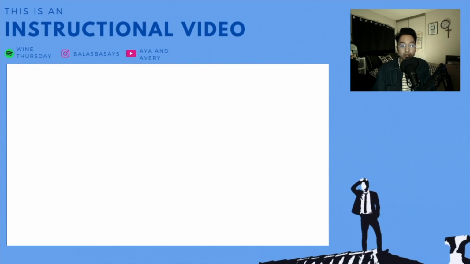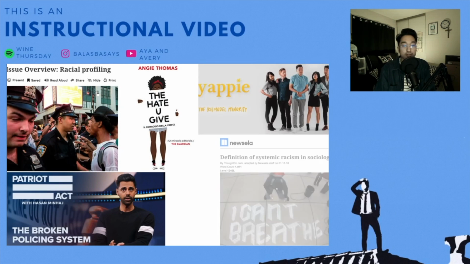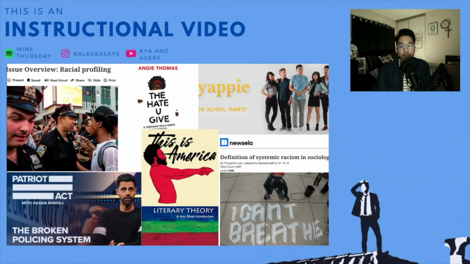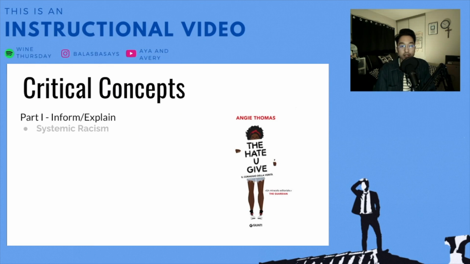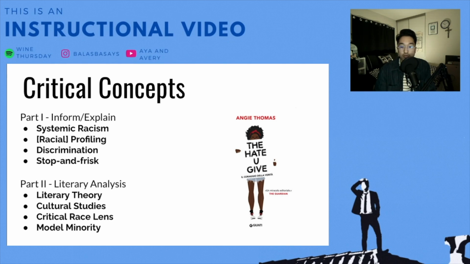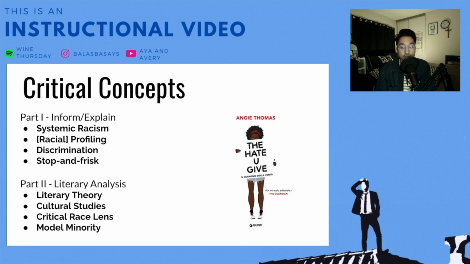In this unit, we're going to be looking at multiple resources, media, articles, and even music to gain a better understanding of what's going on in The Hate U Give and how it's a reflection of our society. Here are some of the critical concepts that we're going to be learning about in this unit: systemic racism, racial profiling, discrimination, stop and frisk, literary theory, cultural studies, critical race lens, and the model minority myth.